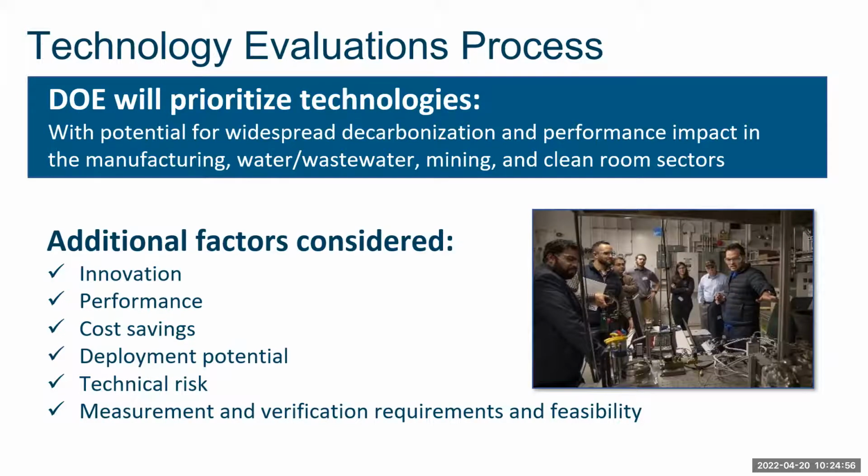I talked about the deployment potential, technical risk. Are there technical risks associated with the technology? And then finally, can we do the M&V on it? It has to be a technology where we're able to come in and draw a boundary around the system, establish a baseline, and then be able to see how much the performance is really improved or not. And Shankar will go over that a little bit more later. Next slide, please.